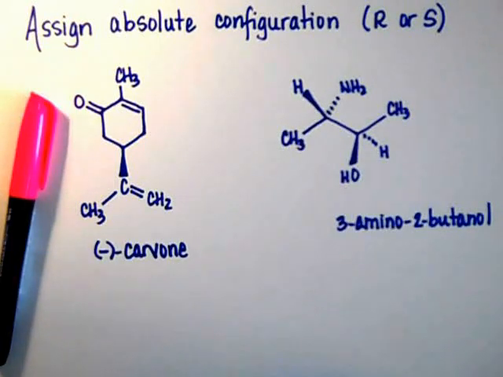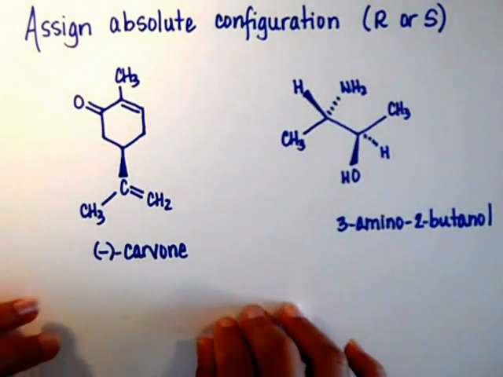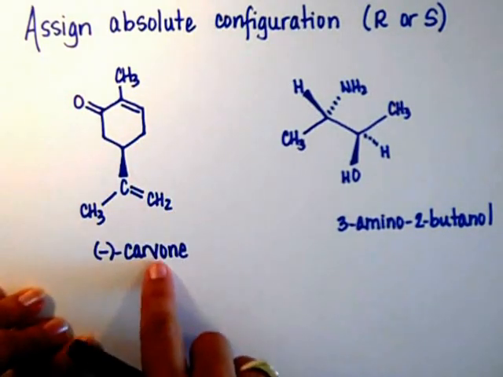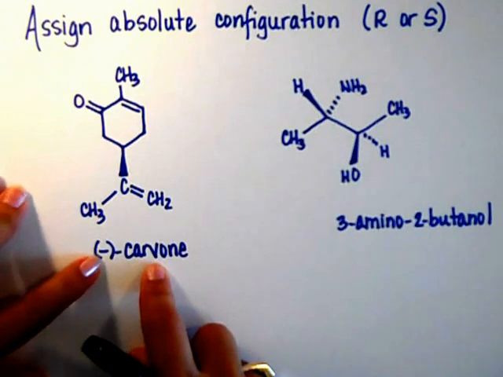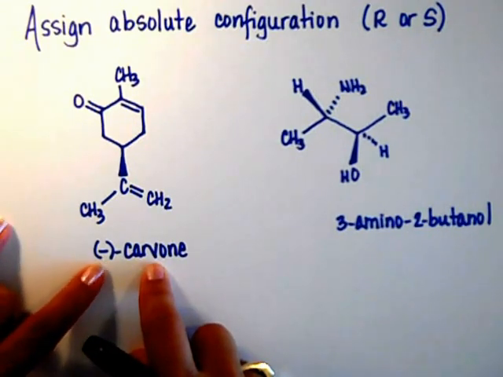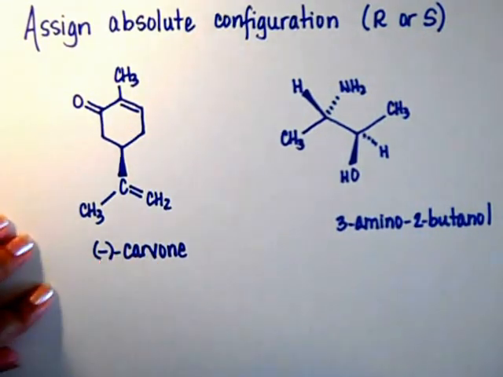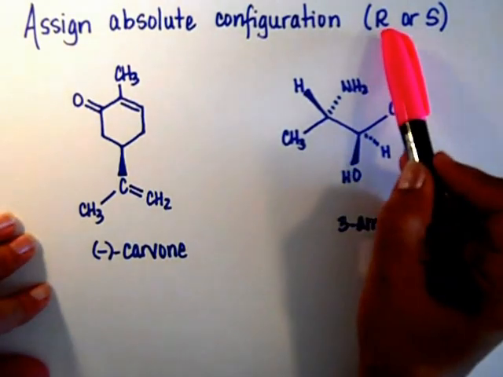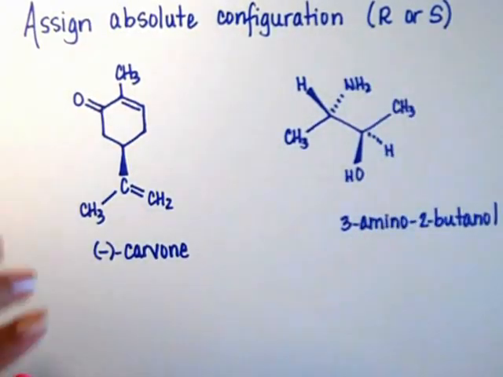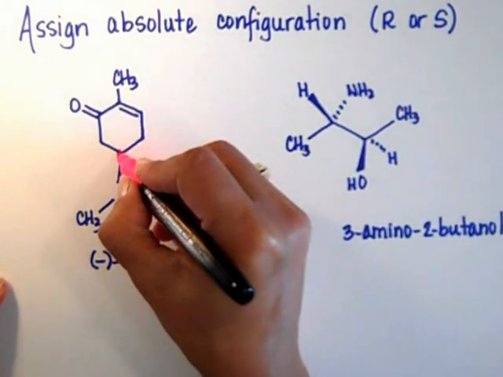We have another molecule to assign the absolute configuration. It's important that you practice as much as you can. And this molecule right here is carvone. Notice that this is the levorotatory enantiomer of carvone, but we have to assign the absolute stereochemistry, and that means R or S.